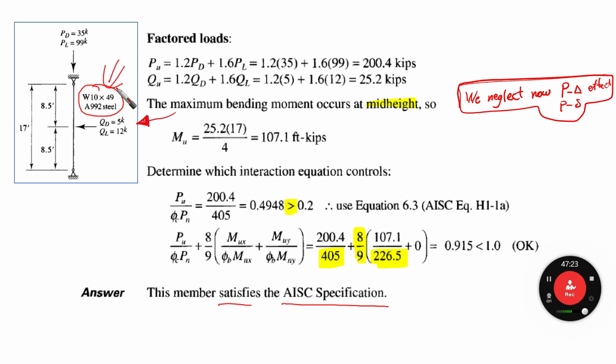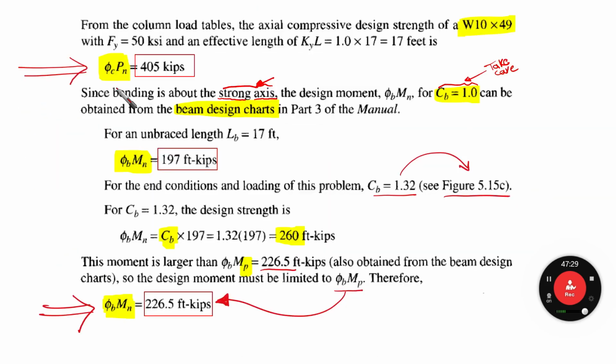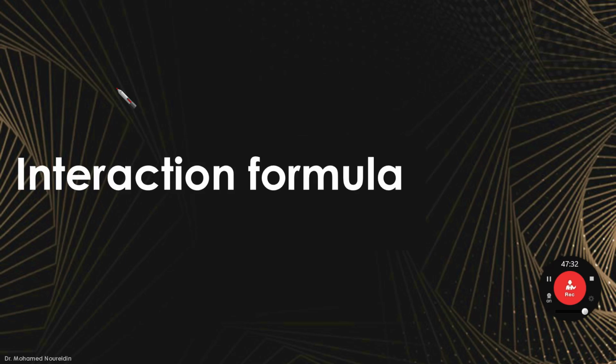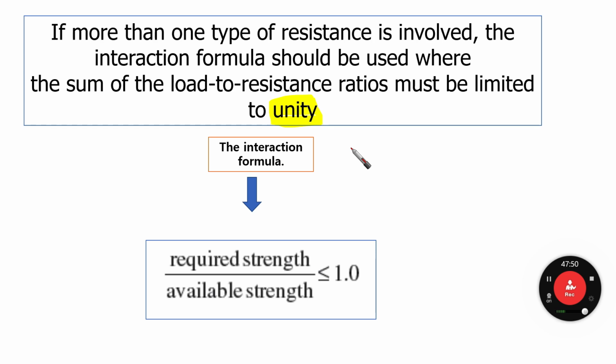So this brings us to the end of this video. I'm going to recap what I have said. I hope that it is clear for you. The important thing I want you to remember is that we have a beam column, which means that it has axial compression force and flexural components working together. And then we mentioned there is an interaction formula that we need to take into consideration, where the required strength over available strength, the ratio between them, should be less than 1. This is if we are having more than one type of resistance.